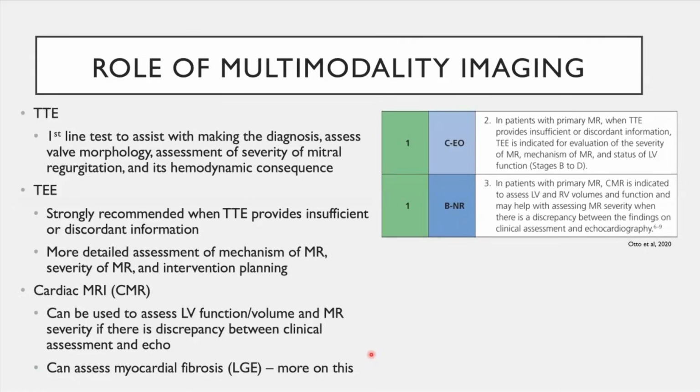And lastly, cardiac MRI can be quite helpful, as it can be used to assess LV function and volume and MR severity if there is discrepancy between the clinical assessment and echo. It can also be helpful when looking for myocardial fibrosis by means of late gadolinium enhancement, or LGE. We'll talk more about this when we get into the arrhythmic side of mitral valve prolapse. This comes from the 2020 AHA valve guidelines, where we have a class 1 indication for a transesophageal echocardiogram to assess the severity and mechanism of MR if there's insufficient information on transthoracic study, and similarly the role of cardiac MRI if there's a clinical discrepancy.